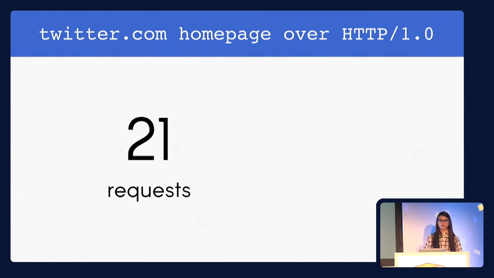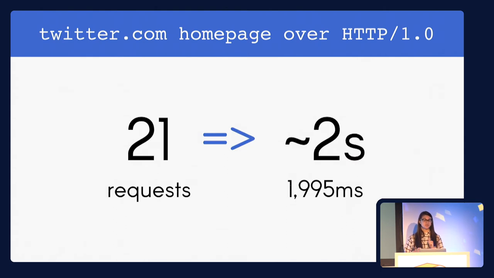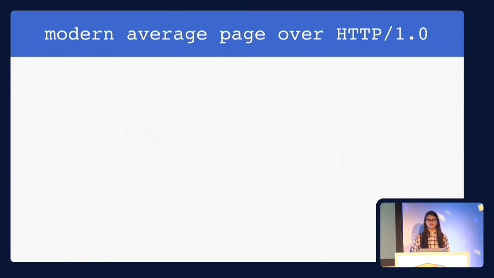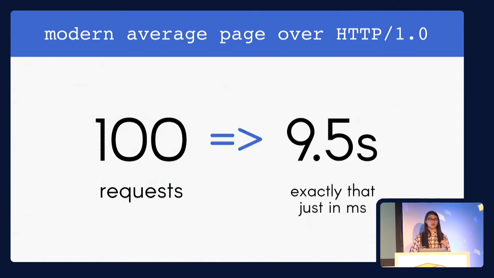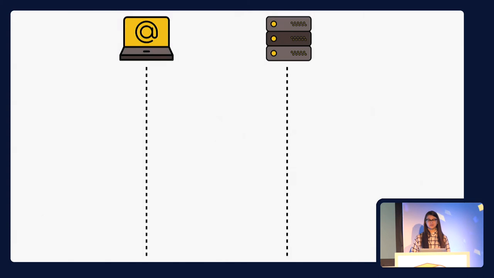Pages on the web rarely consist of a single resource. For example, the twitter.com homepage does 21 requests. So to see the whole of the Twitter homepage using HTTP 1.0, I need to wait for 2 seconds, assuming time to first byte is going to be lower, but it's still far from being instant. According to HTTP Archive, an average modern web page fetches 100 requests. That'll make me wait for 9.5 seconds, and that's not a fun way to browse the web.